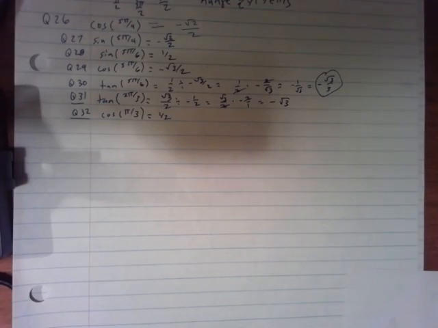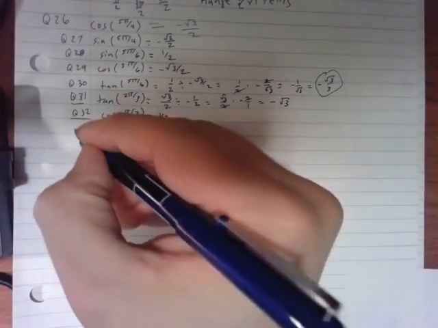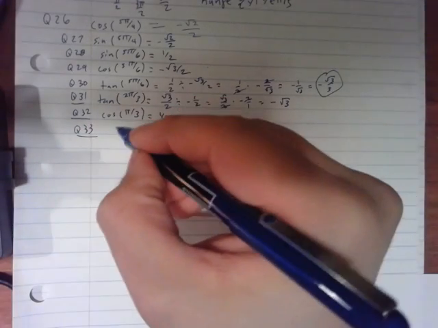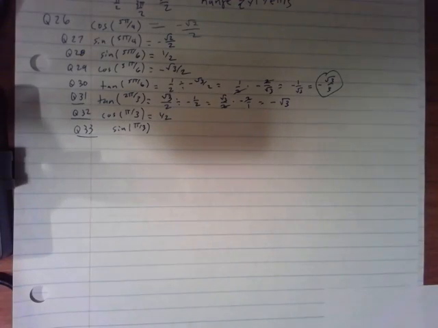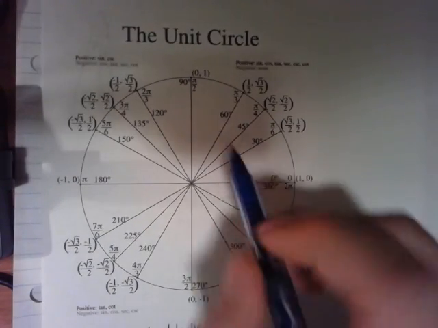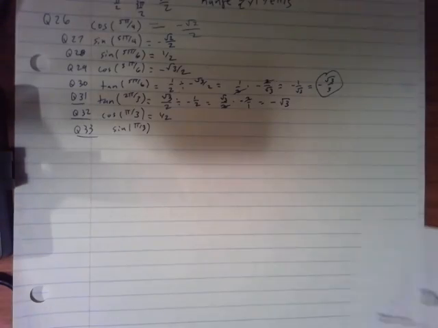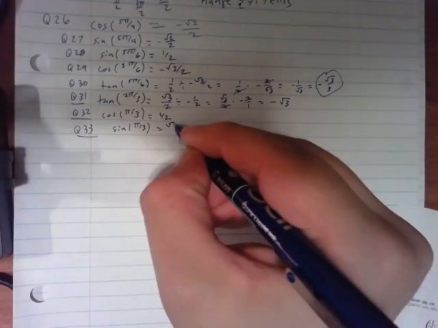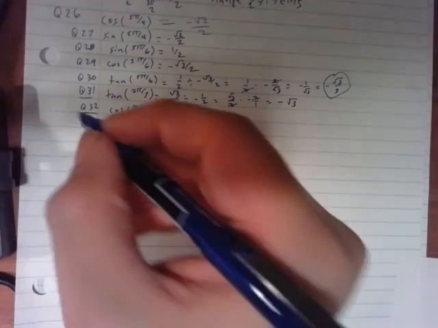Alright, so we did cosine of pi over 3, good. Question 33. This is sine of pi over 3. So once again, like multiplication tables, pi over 3, sine is root 3 over 2. So we just copy root 3 over 2 and you're done. Question 34.